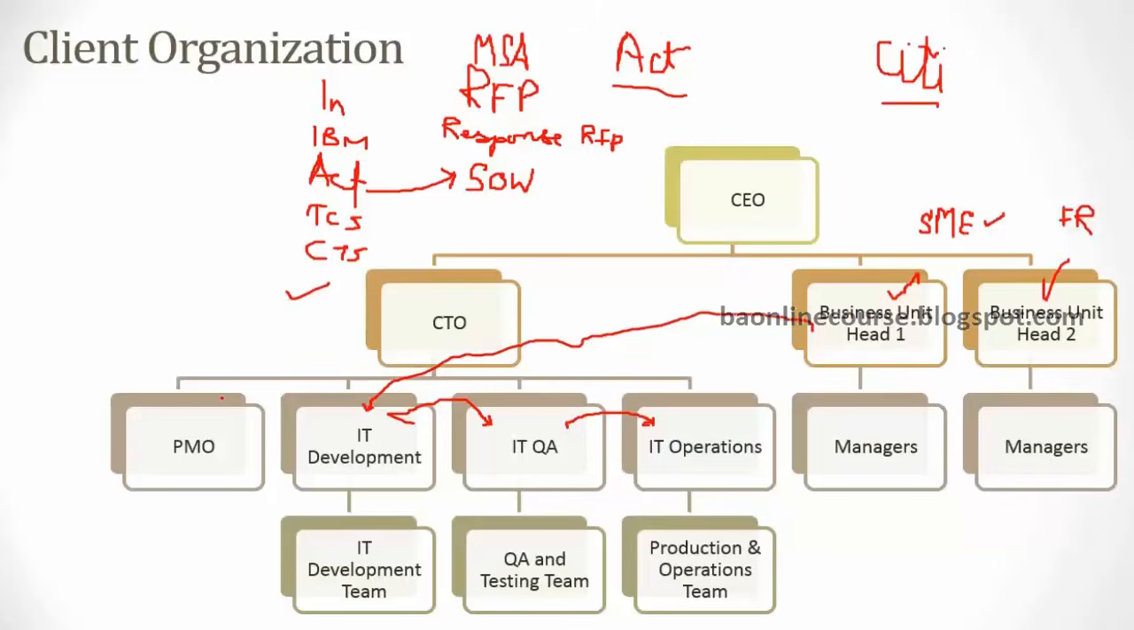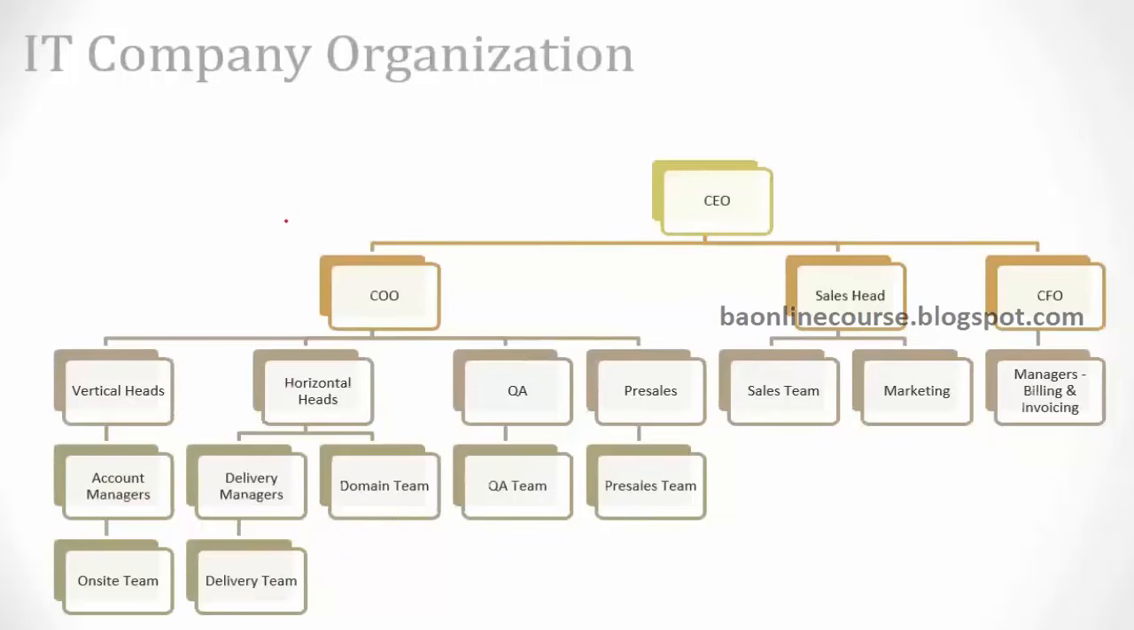All right. So that's some basic overview about the client organization. So let's move on and understand how a typical vendor organization is structured. How are IBM or TCS or Accenture organized? What are the other roles which come into these IT companies?